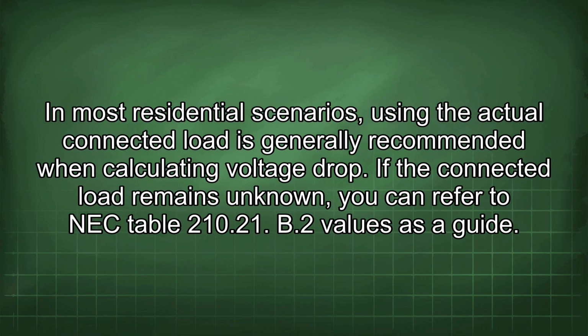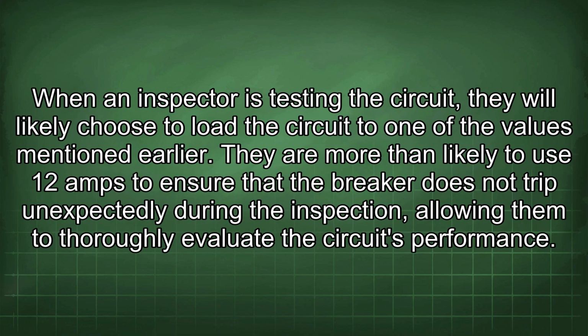In most residential scenarios, using the actual connected load is generally recommended when calculating voltage drop. If the connected load remains unknown, you can refer to NEC Table 210.21 B2 values as a guide. When an inspector is testing the circuit, they will likely choose to load the circuit to one of the values mentioned earlier. They are more than likely to use 12 amps to ensure that the breaker does not trip unexpectedly during the inspection, allowing them to thoroughly evaluate the circuit's performance.